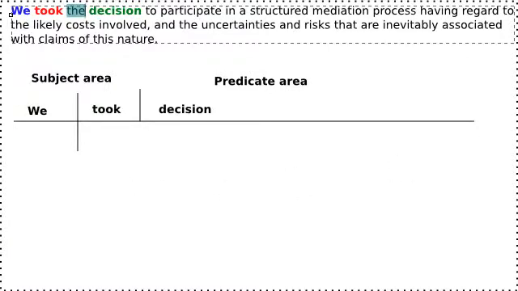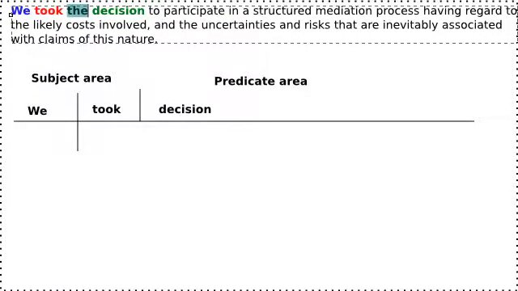We'll put our modifiers in bold, but I'll want to make them a different color, and I generally make modifiers orange. Next, we might ask, what sort of decision? And we might answer a decision to participate. We'll put to participate in bold and highlight it in orange.